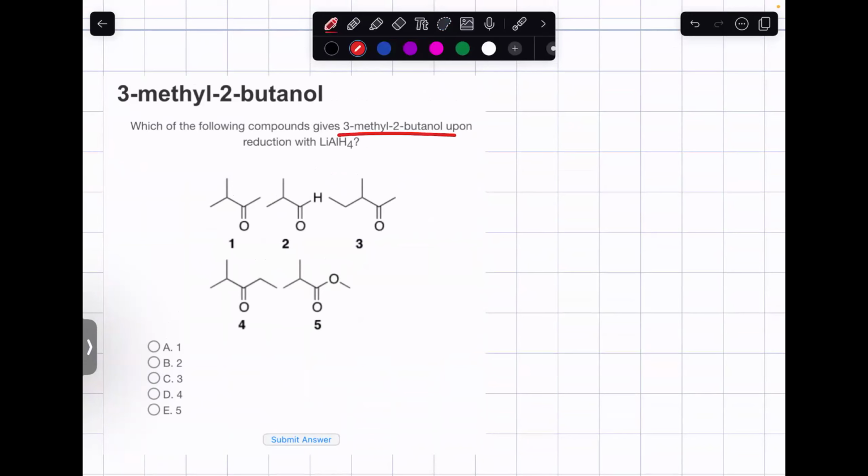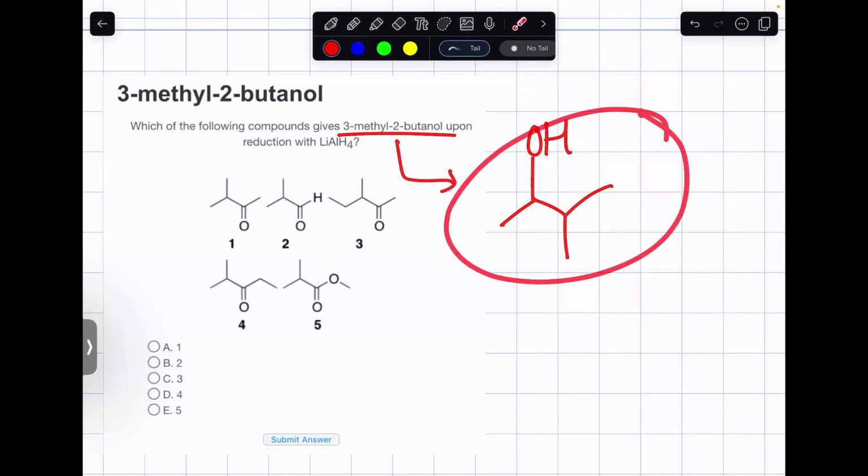So butanol. Draw 4 carbons in a chain. And then on the second carbon, add an OH. And then on the third one, so the one next to it on the right side, add a methyl. And that's it. Yeah. Nice. We're trying to get to this.